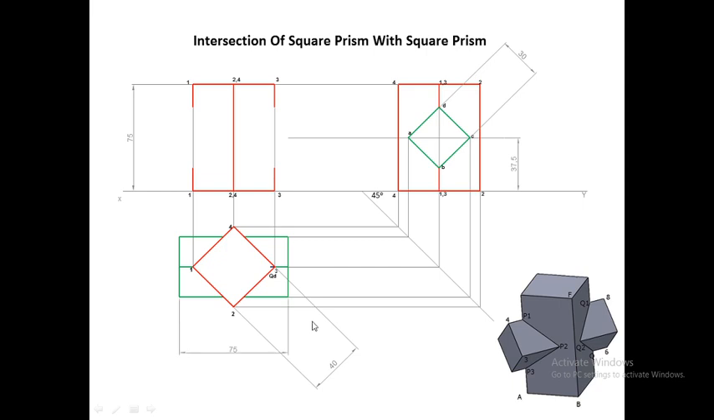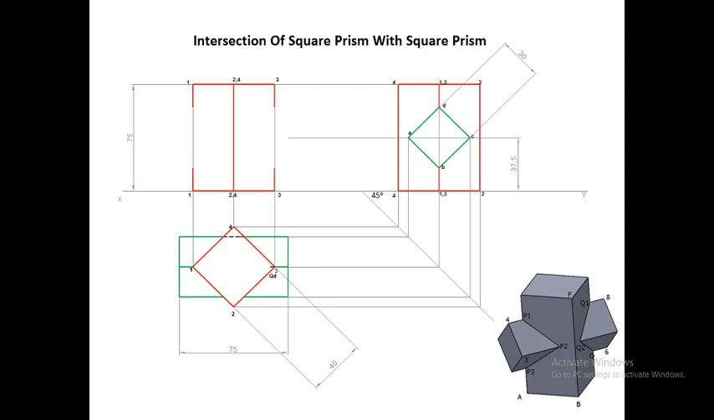The total length of the horizontal square prism is 75 mm. So you have to first mark the center of this square, and from the center you have to take a distance of 37.5 mm on the right side and 37.5 mm on the left side. The total length is 75 mm, so you will get a total length of 75 mm.